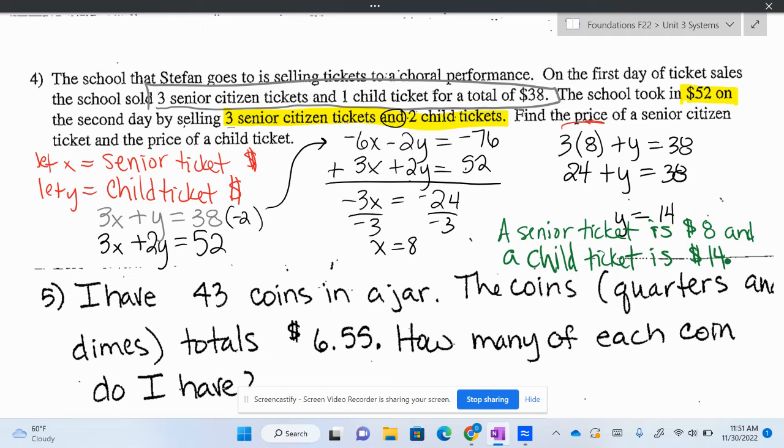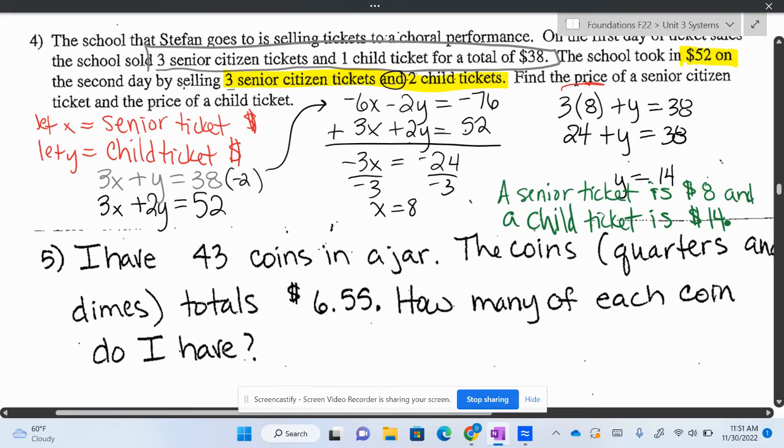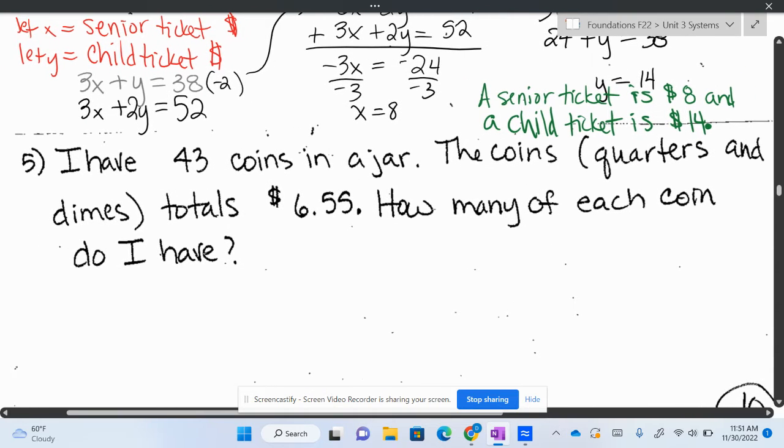I don't know anyone who's going to pay $14 for a child ticket. That's a bit absurd. I would. Yeah. Okay. You'd sell your kid? Is that what you said? Oh. Oh.